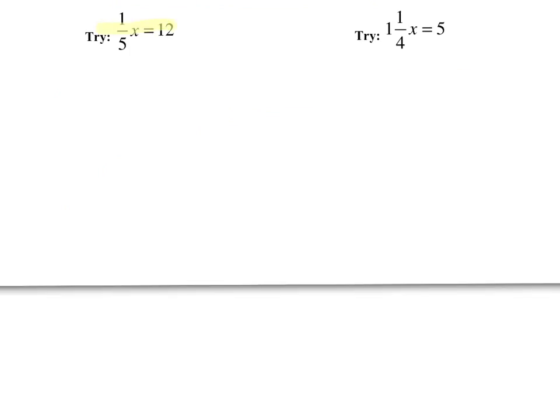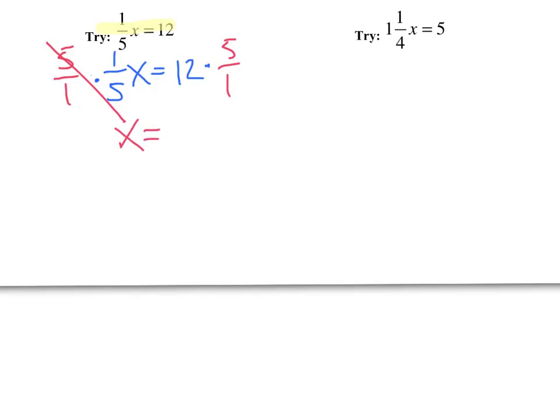1/5 x equals 12. We will multiply both sides by 5 over 1 so we can split the 1/5 away from the x. I can cancel this. So that gives me x equals 12 times 5, which is 60.